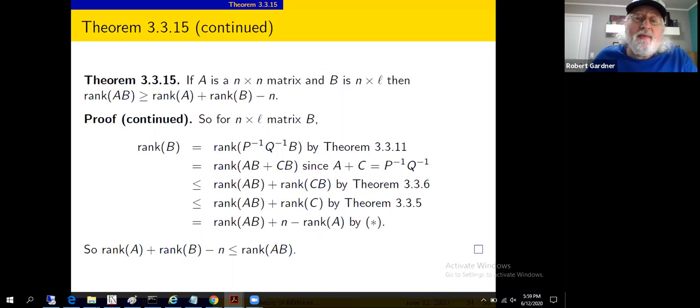We know that the rank, say, of CB is less than or equal to the rank of C. It's also less than or equal to the rank of B, that minimum thing. That one I remember because we've used it a bunch. So we can make this claim here. And we saw on a previous slide that the rank of C was n minus r, n minus the rank of A, and there it is. So rank of B is less than or equal to rank of AB plus n minus rank A. Let's keep the rank AB on the big side and move this to the other side. We'll have rank of A plus rank of B minus n less than or equal to the rank of AB. And that was the claim.